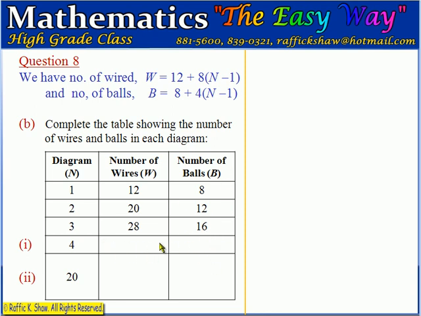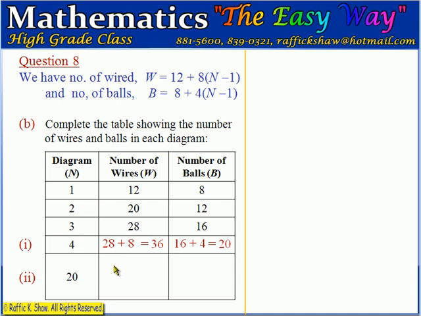Now in part 1, we need to complete these two cells for the fourth diagram, and we know to go from the third diagram to the fourth diagram, the number of wires is obtained by adding 8 more wires to the number of wires in the third diagram. And so the number of wires in the fourth diagram is obtained by adding 8 to 28, and that is 36. Number of balls in the fourth diagram is obtained by adding 4 to the number of balls in the third diagram, and so 16 plus 4 equals 20, and that's the same figure as we established from the previous slide, where the number of wires in the fourth diagram is 36 and the number of balls in the fourth diagram is 20.